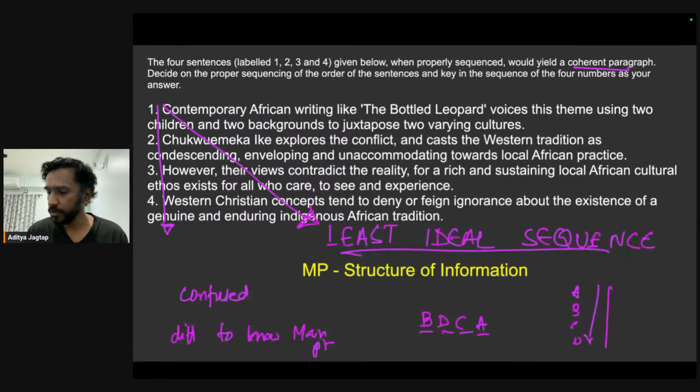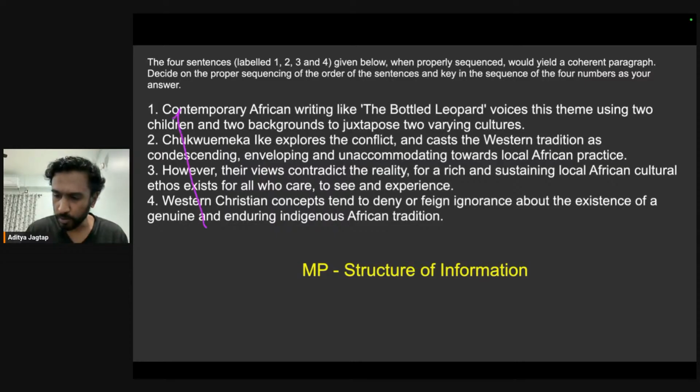Okay, so therefore we read from 4 to 1, and in reading from 4 to 1 we're looking for certain words and phrases which will help us notice patterns. So Western Christian concepts tend to deny or feign ignorance about the existence of a genuine, enduring indigenous African tradition. So Western Christian concepts deny existence of enduring indigenous African tradition. This is what the sentence is talking about. We just notice this information right now, not any pattern as such.